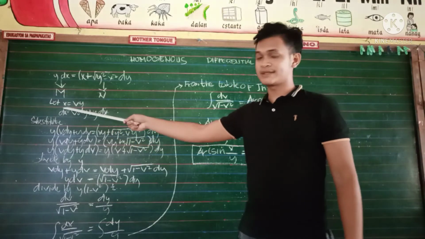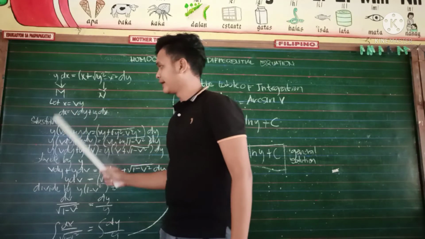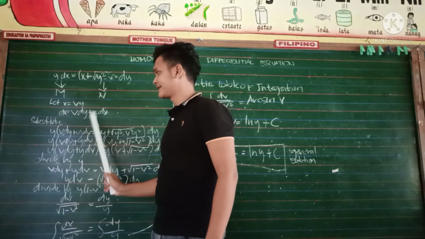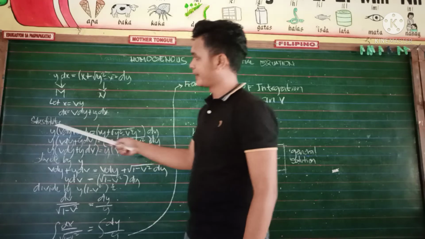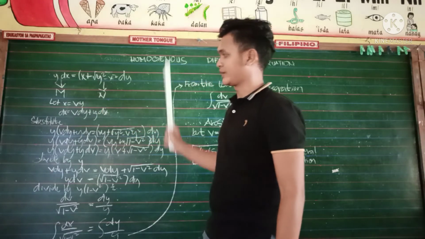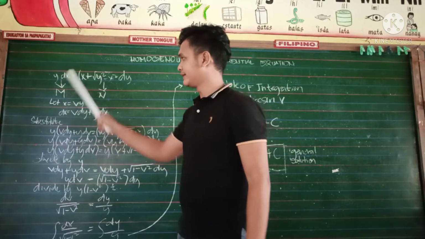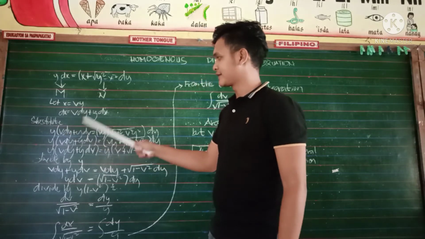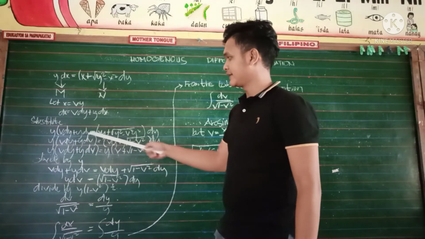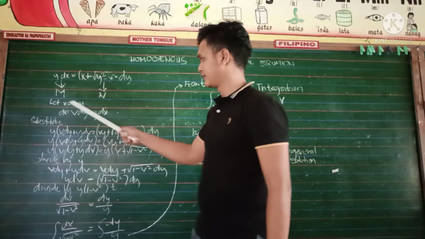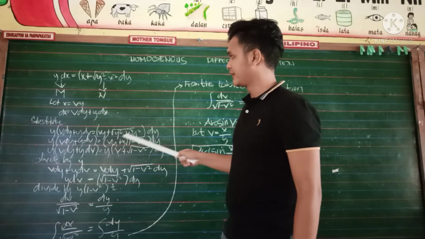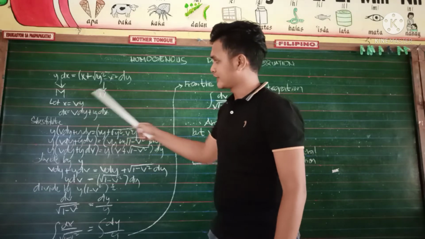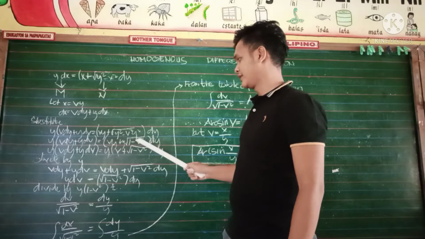Let x equals vy and dx equals v dy plus y dv. So let's substitute this into the original equation. Copy the y and the dx, which is v dy plus y dv, equals x, which is vy, plus the square root of y squared minus x squared, which is v squared y squared, dy.